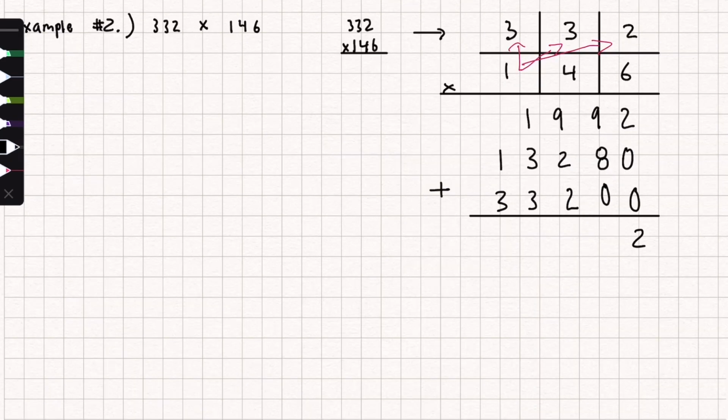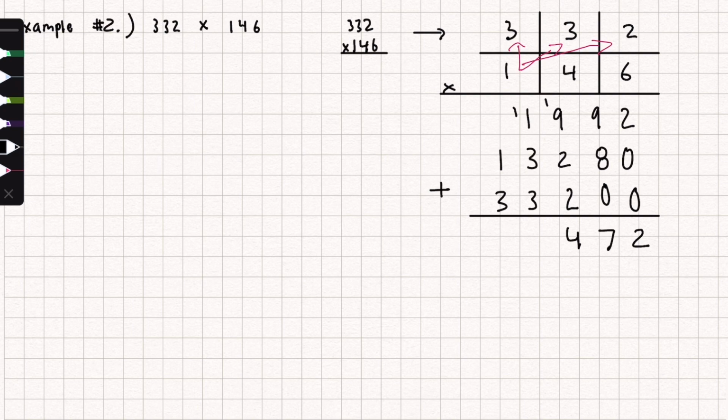So 2 can go straight down. 9 plus 8, that is 17. So we carry our 1 up here. And then so 9 plus 1, that's 10. And then we can add 4. And that can make 14. And carry our 1 again.